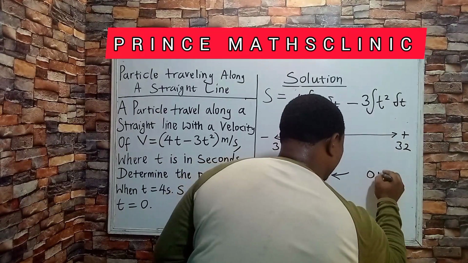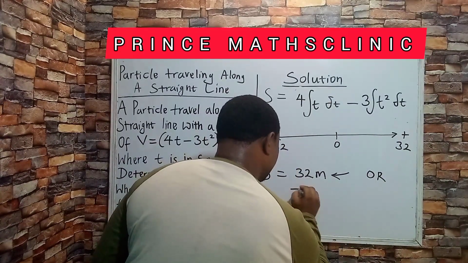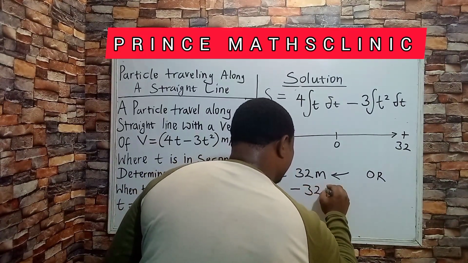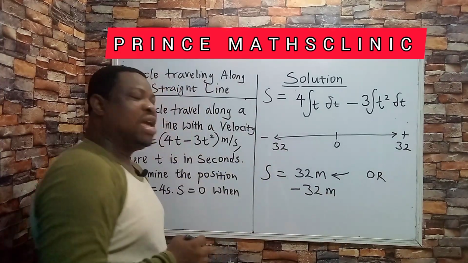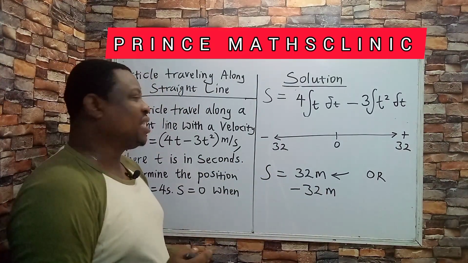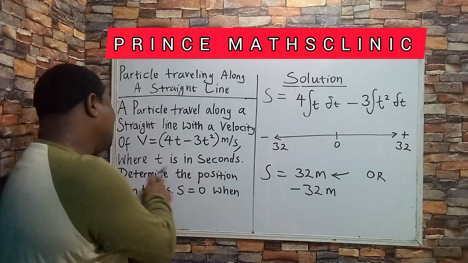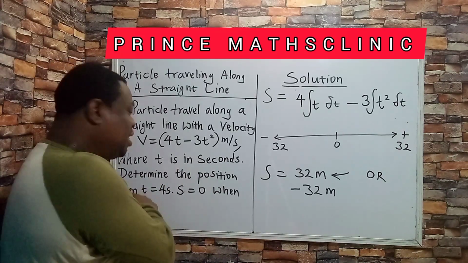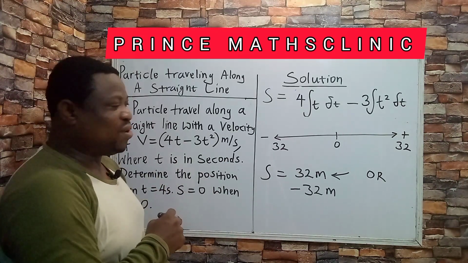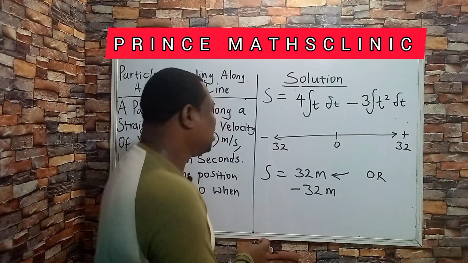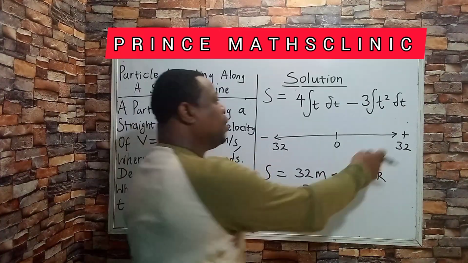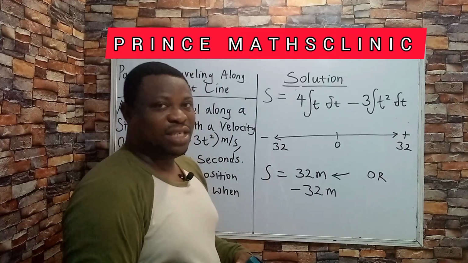Or you say it is negative 32 meters. Whichever one you write, you are correct, because that is what they asked: determine the position when t is 4 seconds. So the position is either negative 32 or 32 in the negative direction.